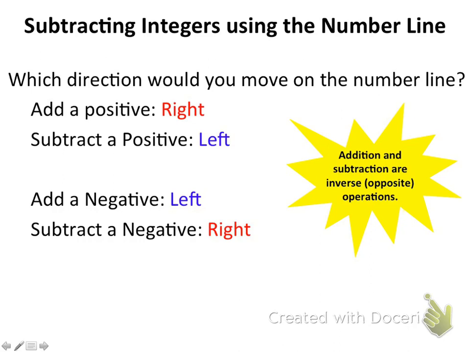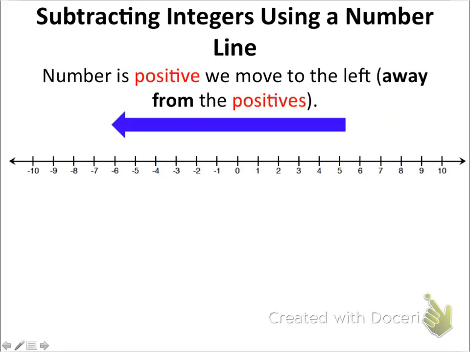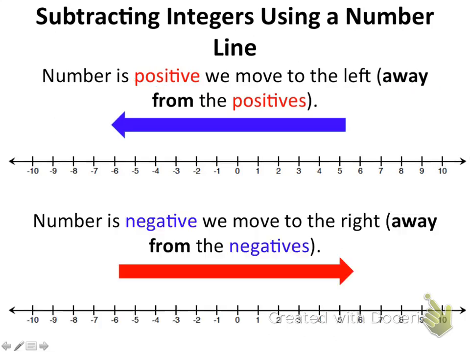Alright, let's use these facts and look at what it would look like on the number line. Here's the number line. If we are subtracting a number that is positive, we move to the left, or away from our positive numbers. So if we're subtracting a positive number, we're going to move to the left. If we're subtracting a negative number, we are going to move to the right, away from the negatives.